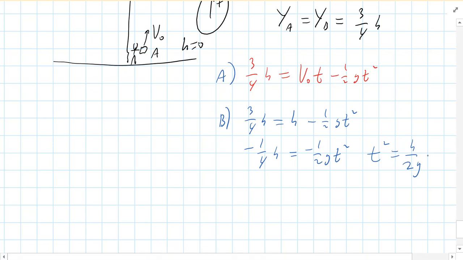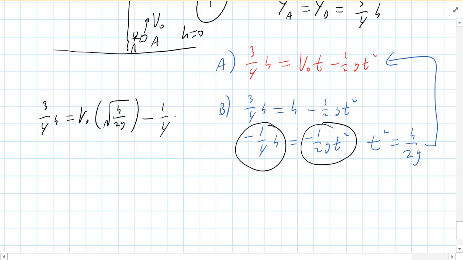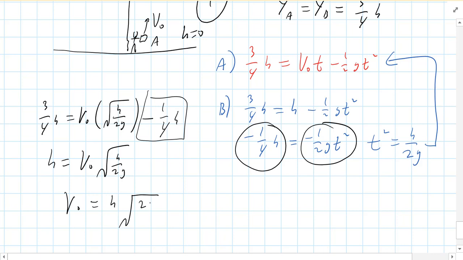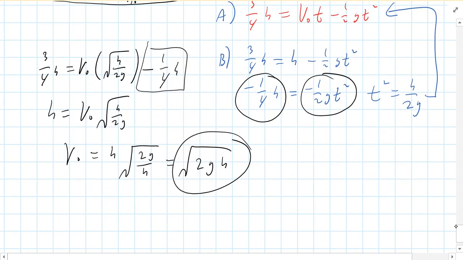Now I'm going to take that and plug that back into the A equation, and that will give me V naught. Okay, so I got 3/4 H equals V naught times T, which would be the square root of H over 2G. Okay, minus, now here's the cool part. I know that negative 1/2 GT squared is negative 1/4 H. So I'm just going to write that in. Here's my 1/4 H. Okay. My negative 1/2 GT squared is negative 1/4 H. All right. If I add 1/4 H to both sides, I get H equals V naught square root of H over 2G. And so V naught equals H times the square root of 2G over H. And if I simplify that out, I get root 2GH.